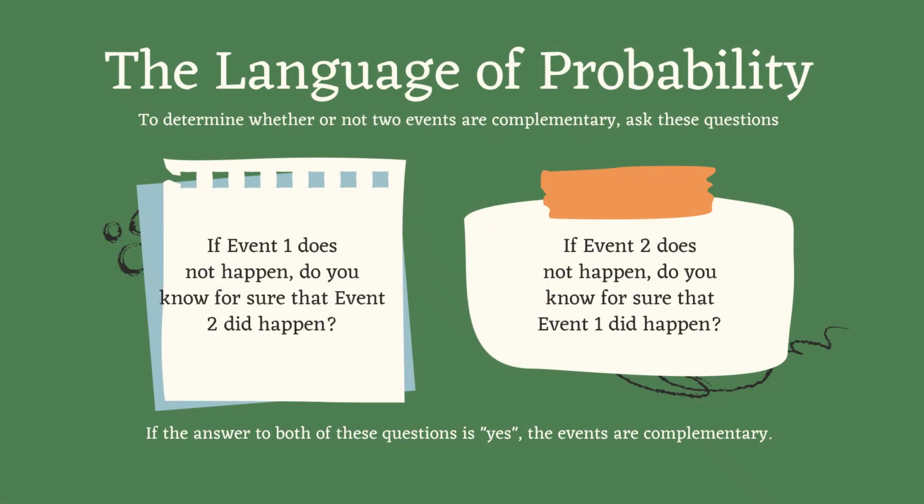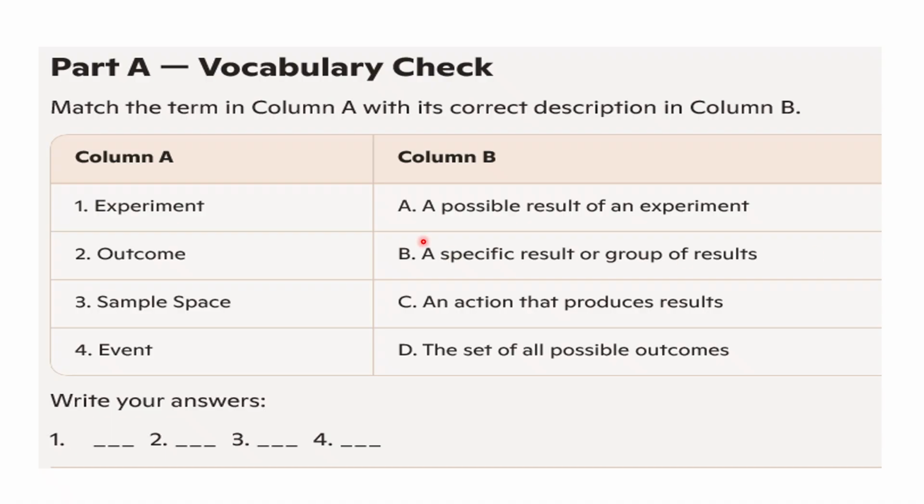The language of probability, no? So to determine whether or not two events are complementary, ask these questions. If event 1 does not happen, do we know for sure that event 2 did happen? If event 2 does not happen, do we know for sure that event 1 did happen? If the answer to both questions is yes, the events are complementary. Now let's have this activity for a while. Match the term.